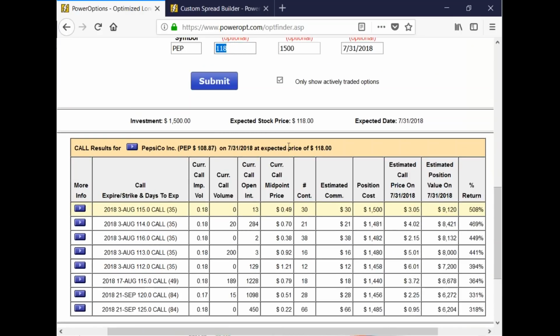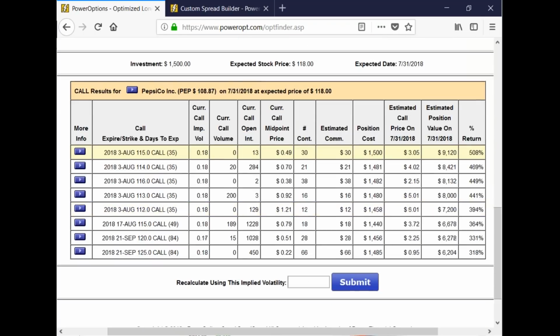stock did hit 118. Now, why am I showing you this? Because if you're planning on buying a call or buying a put on a particular stock, it's because you have a projection of where the stock might be trading. This tool helps you better pinpoint which strike would give you the best bang for the buck if the stock did hit your target price on your target date.